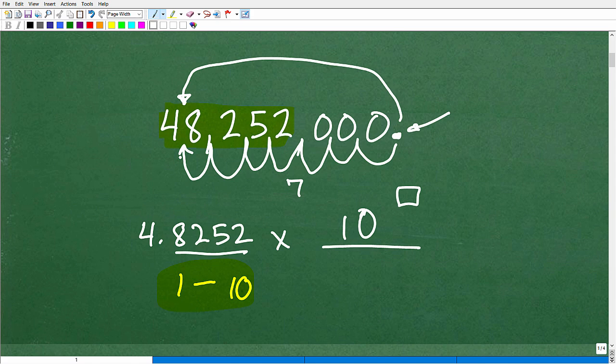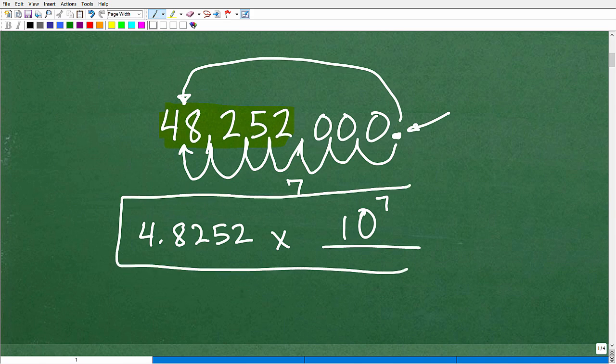Now, what's the significance of that 7? That is going to be my power of 10. So it's going to be 10 to the 7th power, and we are done. This is it. It's nothing more than that. Here is this number: 48,252,000 expressed in scientific notation is 4.8252 times 10 to the 7th power.